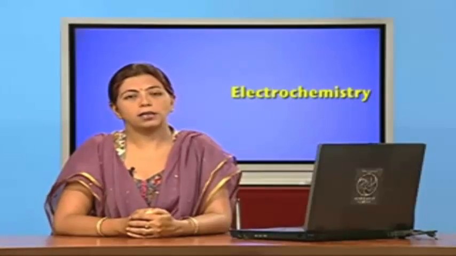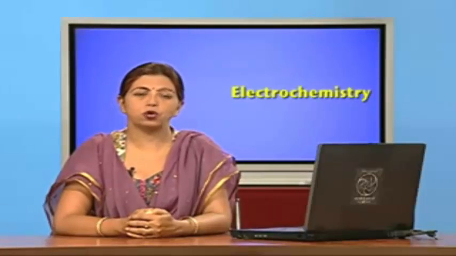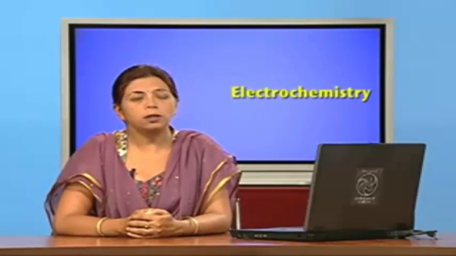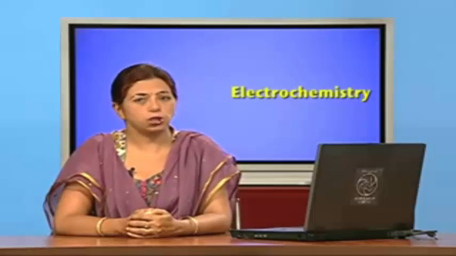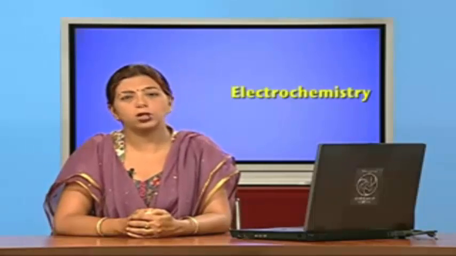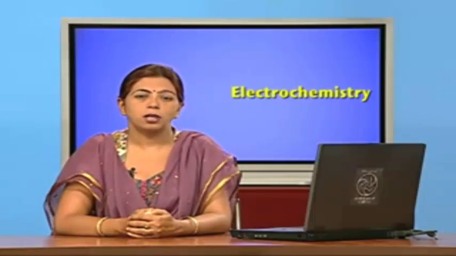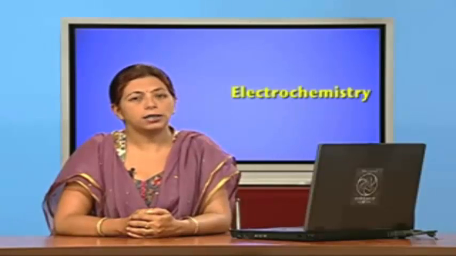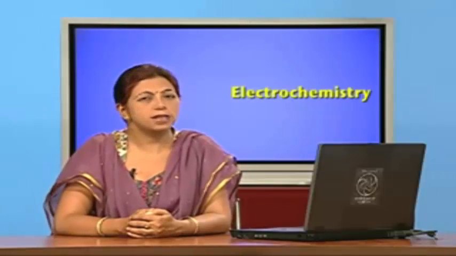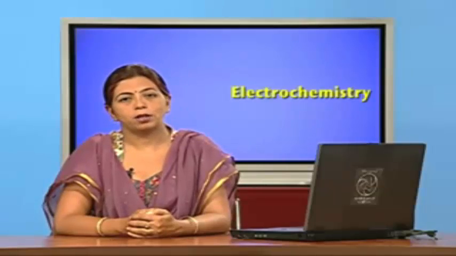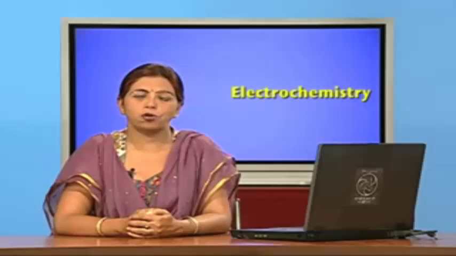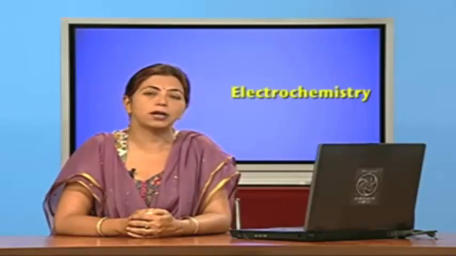The electrolyte which is filled in this U-tube is an inert electrolyte, for example potassium chloride, potassium nitrate or ammonium nitrate. It is mixed in agar-agar and it is in the form of a semi-solid paste to prevent intermixing. And this should be an inert electrolyte because it should not participate in the reaction. Now let me tell you how it works.